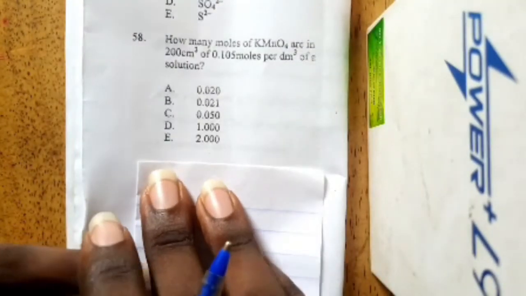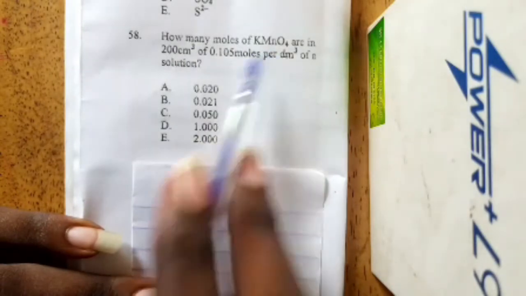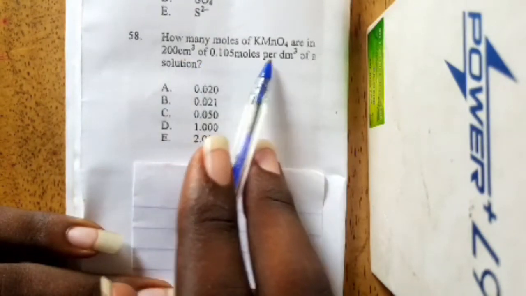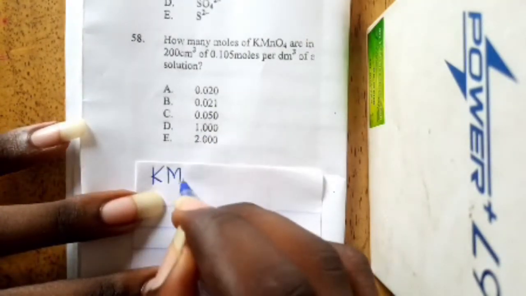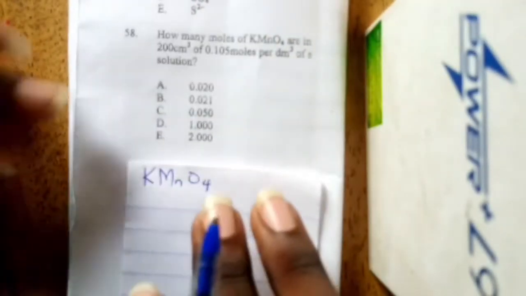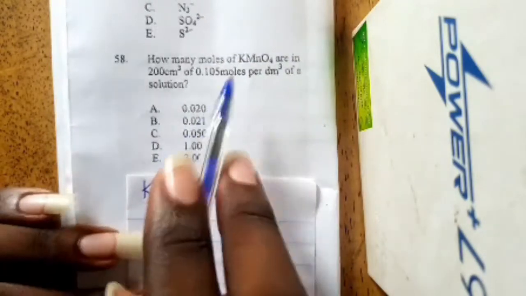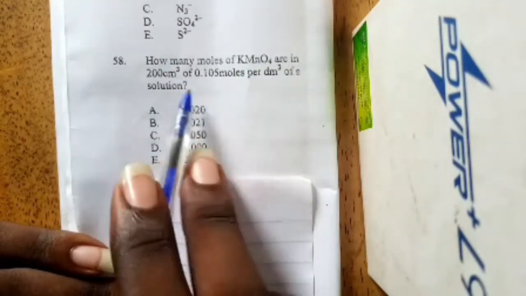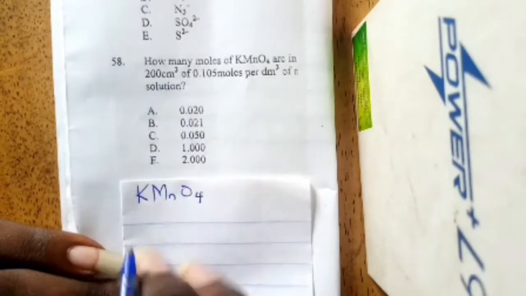Okay, so we have another objective question there. It says, how many moles of potassium heptaoxomanganate 7 are in 200 cm cube of 0.105 moles per dm cube of the solution?